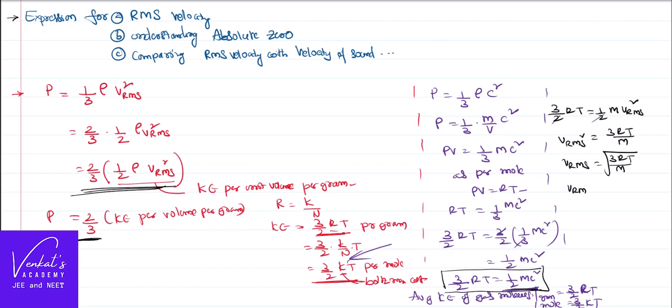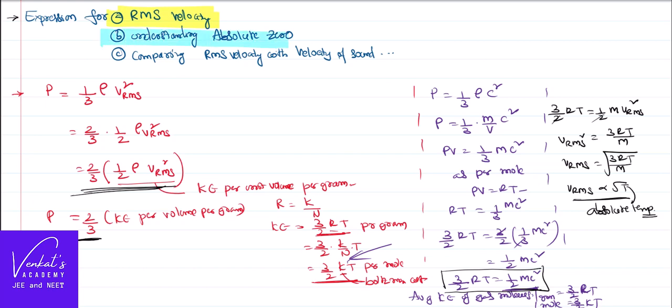From this, we can say VRMS is directly proportional to square root of T. Be careful, this is absolute temperature, not a temperature in centigrade, but a temperature in Kelvin. Be careful about that, right? So that's all about the first part, that we are talking about RMS velocity.